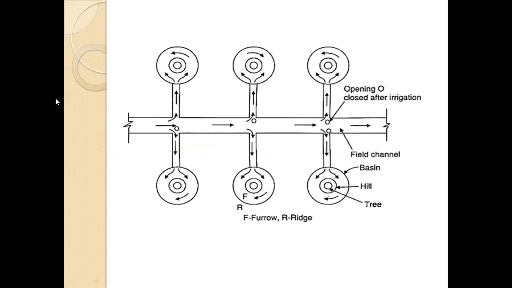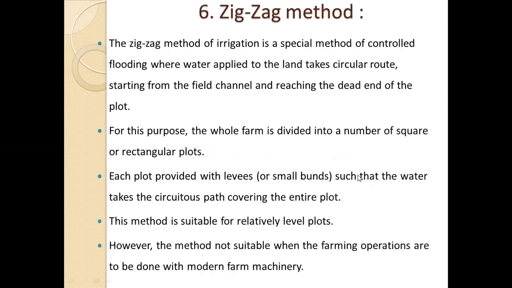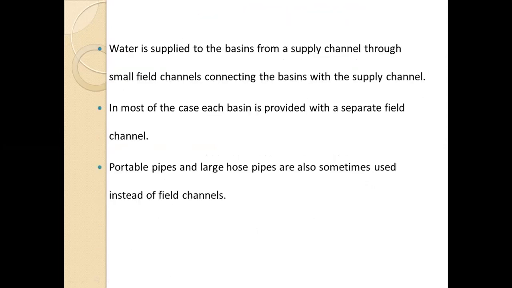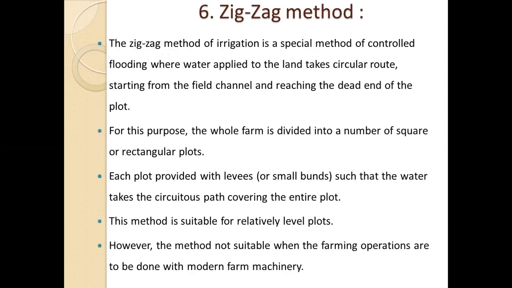This center line is showing the fill channels. The tree is here in the center, surrounded by this round basin, which is also called a ring basin. Water is supplied to the basin from the supply channel through a small fill channel connecting the basins with the supply channel. In most cases, each basin is provided with a separate fill channel. Portable pipes and large hose pipes are also sometimes used instead of fill channels.